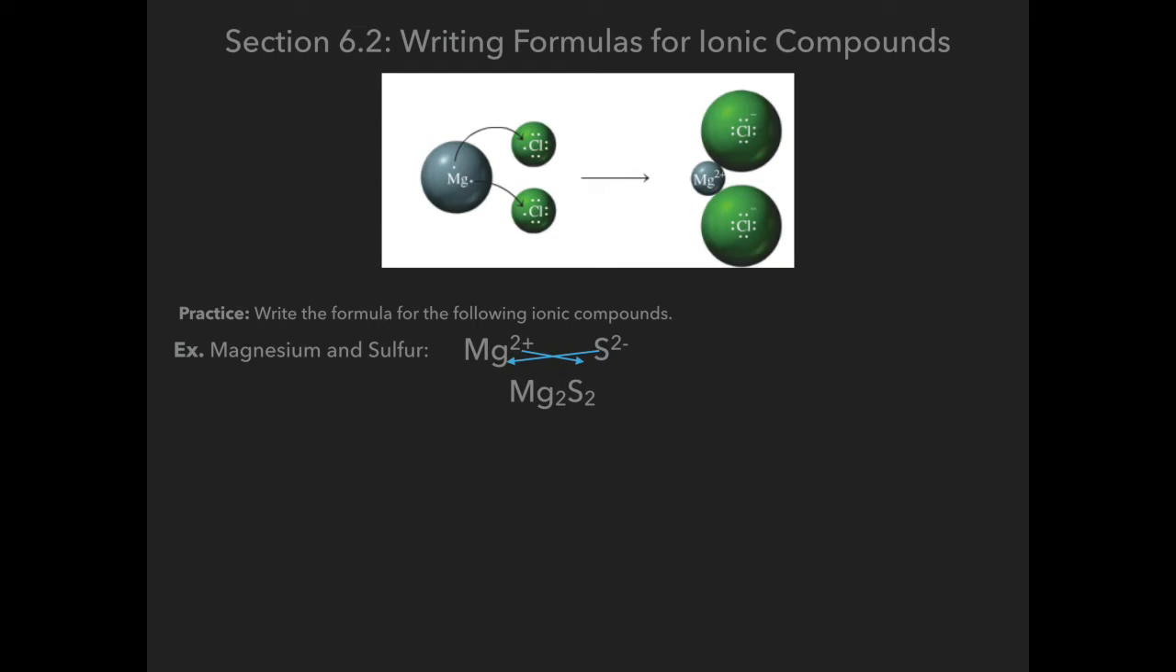Now the reason why I cross my charges is because magnesium is going to give up 2 electrons. Sulfur will accept 2 electrons, but the only issue here is I need to reduce this. So since I have Mg2S2, I can reduce that to MgS. And this makes sense because magnesium gives up 2 electrons. Sulfur, with its 6 valence electrons, will accept those 2 electrons. The whole purpose of this, the one above and this one, is for the ionic compound to have no net charge. So magnesium with its 2+ charge cancels out with the sulfur with its 2- charge.